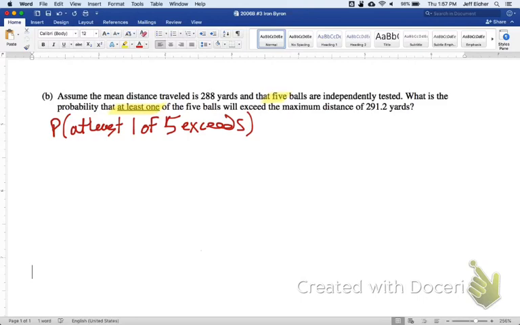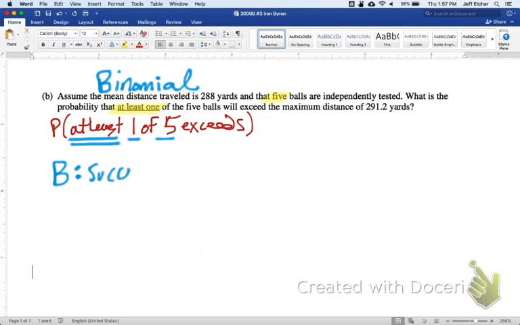I like to write it like this because "at least 1 out of 5" is an indication that I should be thinking this might be a binomial probability. It's binomial because we have B for bins. We have success and failure. Success is, I guess, exceeding, and failure is not exceeding.